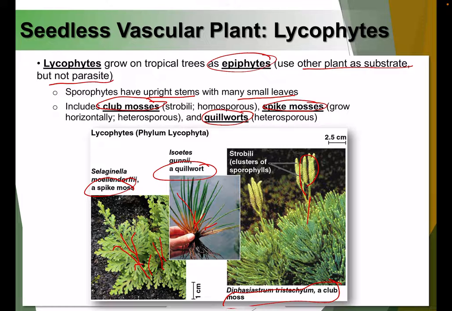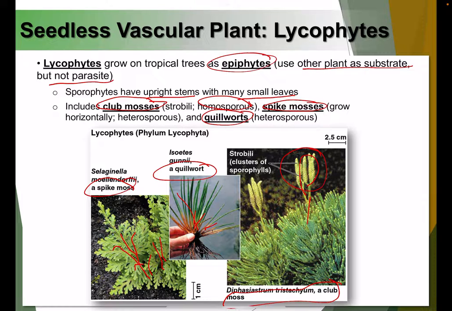For club mosses, they have strobili, which are cone-like structures at the top, serving as sporophylls, and they are homosporous. Spike mosses grow horizontally all over the ground. They don't grow upwards, and they are heterosporous, where they will form male and female gametophytes.